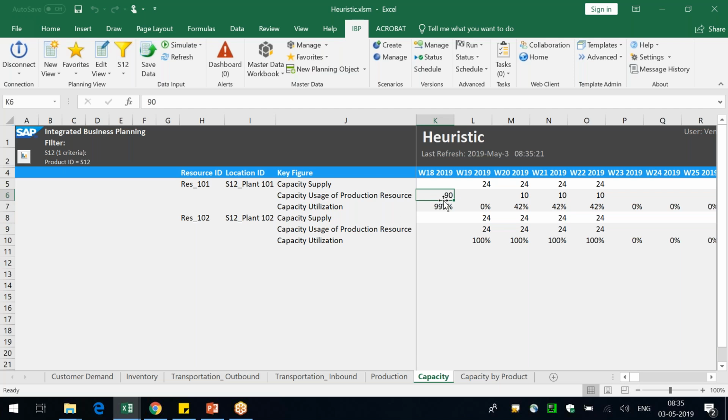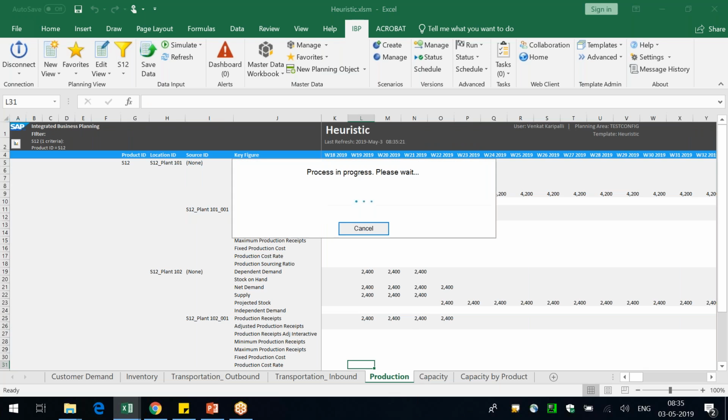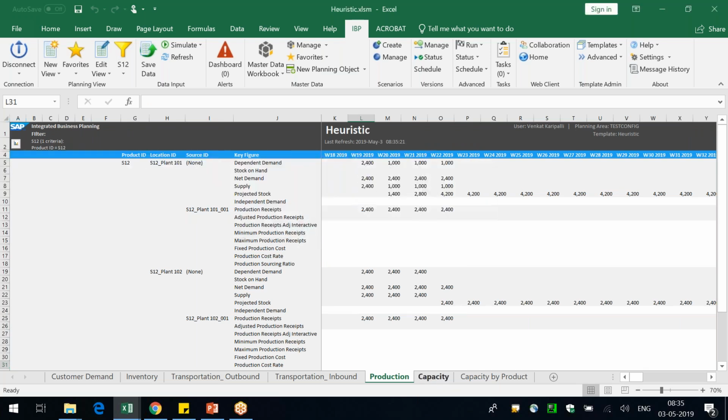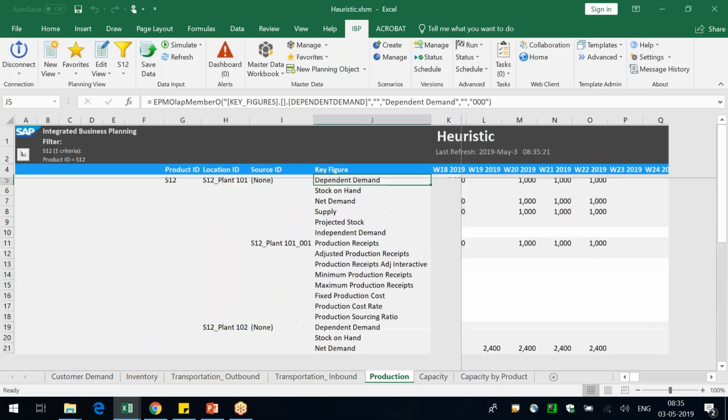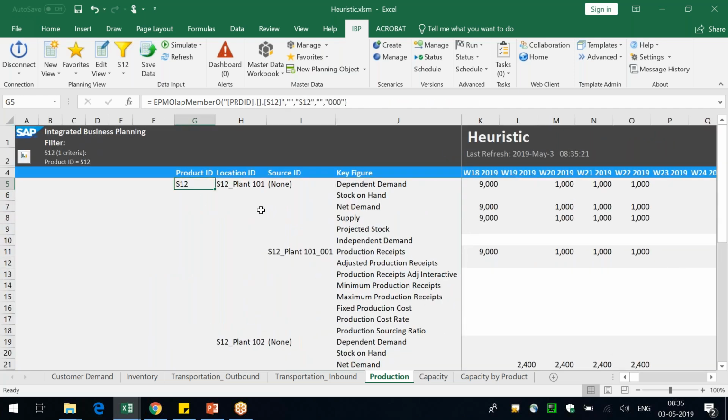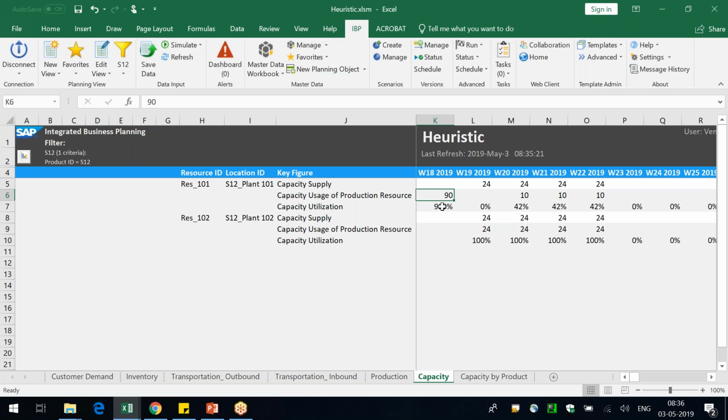Okay, so you see here, the usage was like 90, 90%. So I think it has done more in the initial weeks. You see here, let me maximize it. S12 product, plant 101 location ID, source ID is a BOM. S12 plant 101 underscore 001 production receipt 1. So it did production receipts of 9,000. That means it has done more than what it can do. So the capacity utilization has gone up.